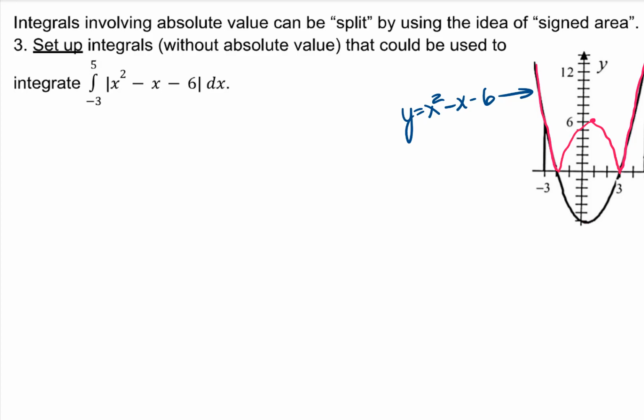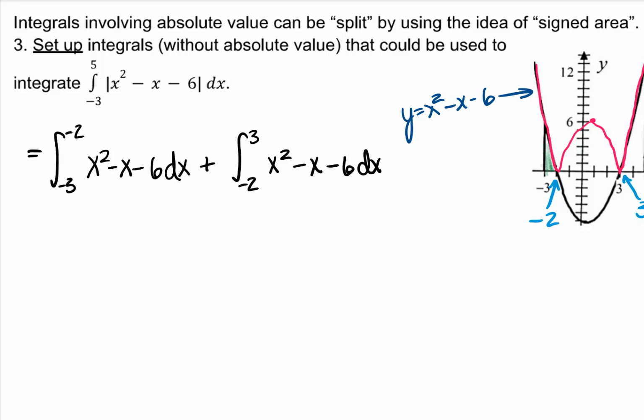This splits our integral into 3 sections. From -3 to this first intersection of -2, our area will be positive. We'll just use the regular x squared minus x minus 6 function. Now the integral between -2 and 3, if I'm using the non-absolute value version of this parabola, that is going to give me a negative area.